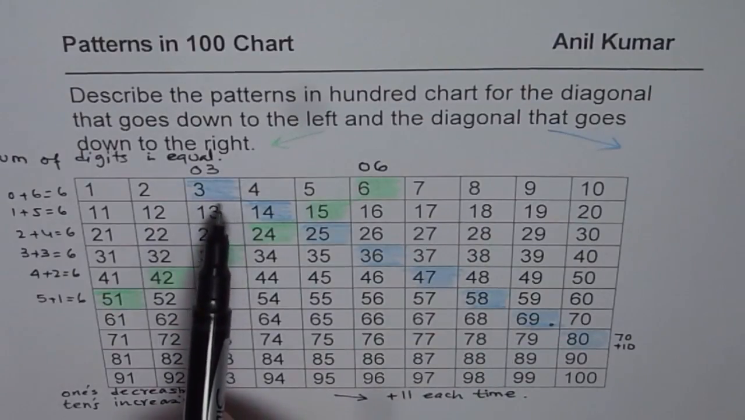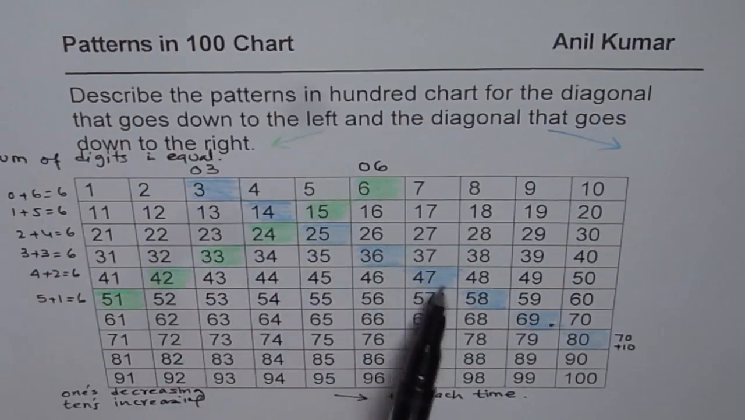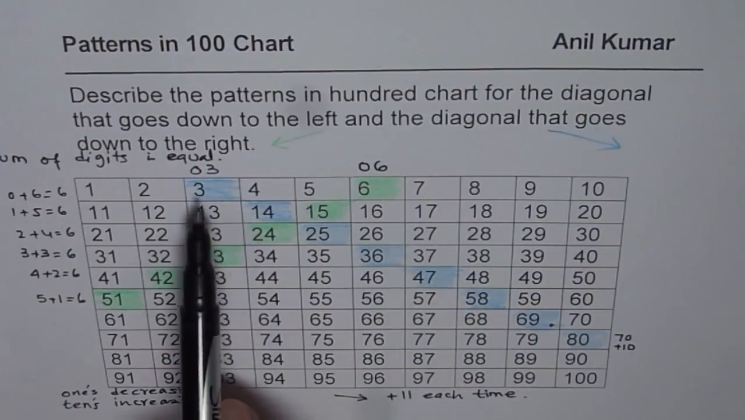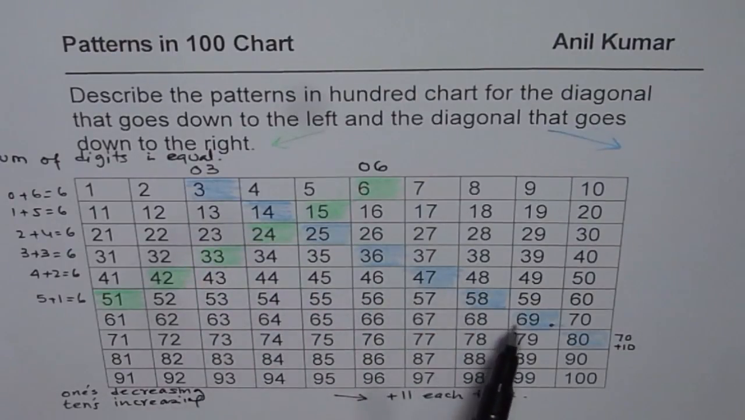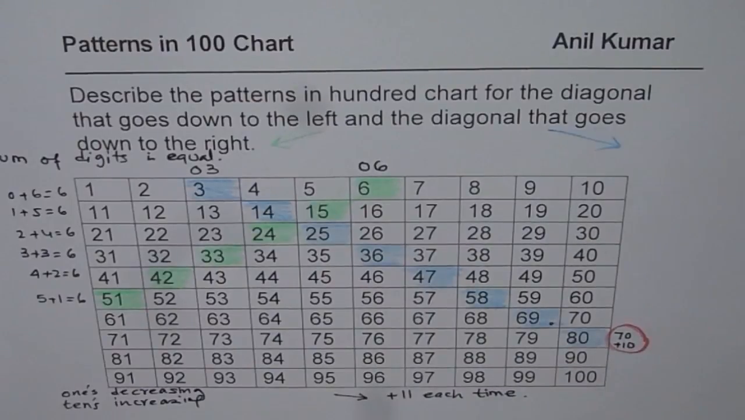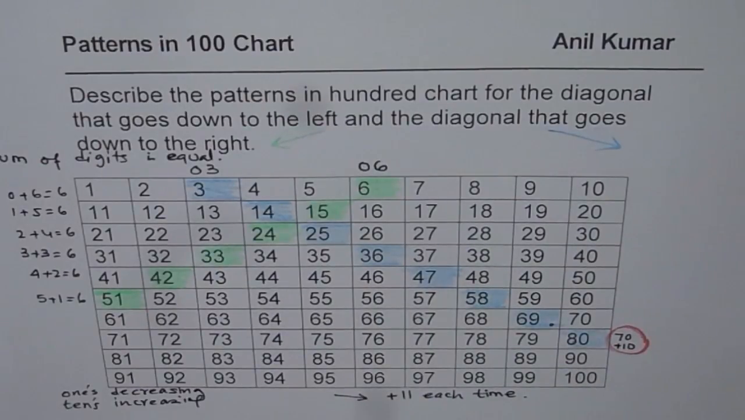Numbers in one's position changing from 3, 4, 5, 6, 7, 8, 9, 10. When you take away 10, you're left with 70. Tens position changes to 0, 1, 2, 3, 4, 5, 6, 7. And that is the reason why we do not have 7 here but 8, right? So that is kind of interesting to note. I hope you appreciate it.